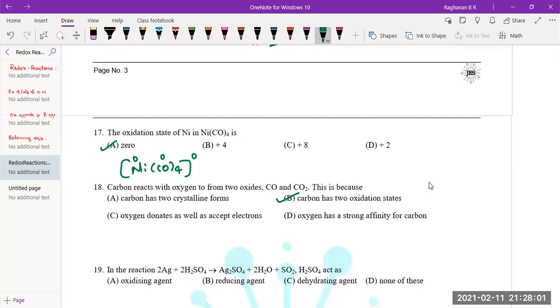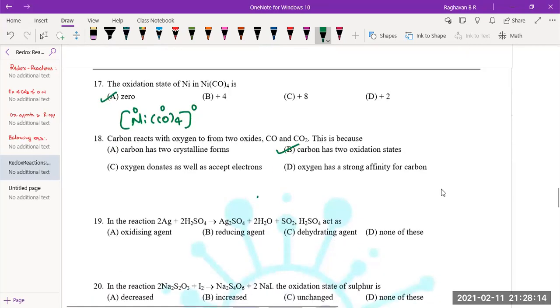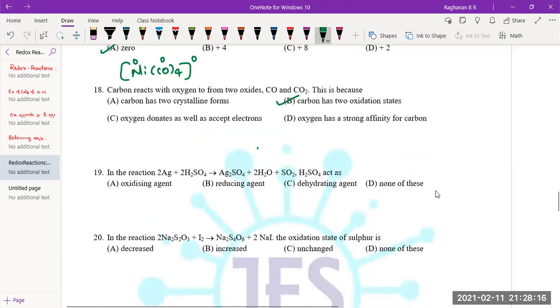Option B, carbon has 2 oxides. Let's see. Carbon not only has 2 oxidation states, it can go from -4 to +4, including 0. So option B is most appropriate. 19. We'll complete 2 more.